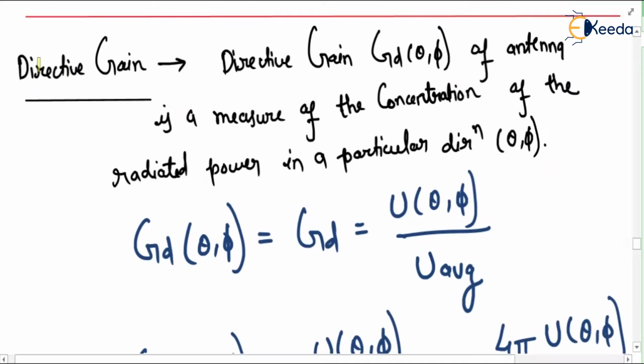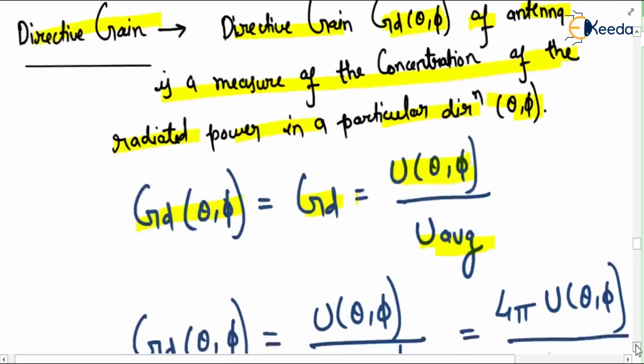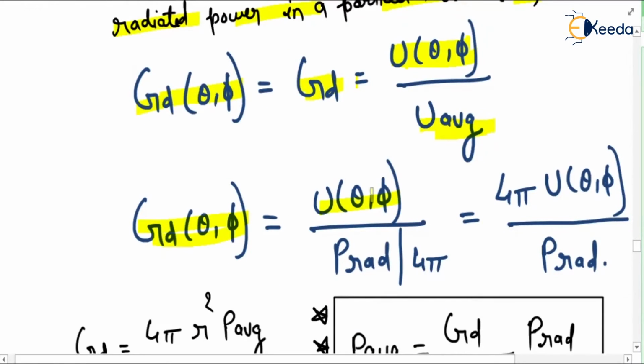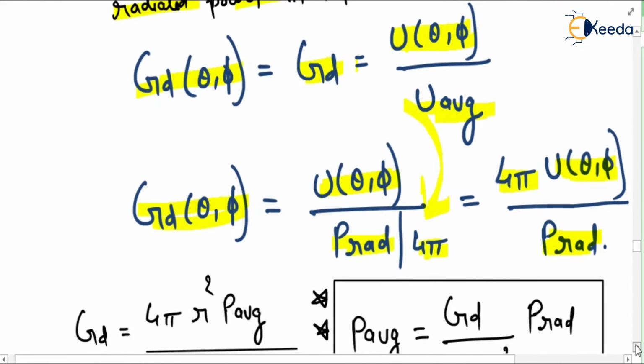Next definition is directive gain. Directive gain, represented by GD(theta, phi) of an antenna, is a measure of the concentration of the radiated power in a particular direction theta, phi. It is also represented by GD. The mathematical formula is U(theta, phi) divided by U average. U average is power radiated divided by 4 pi. So it is 4 pi into U(theta, phi) divided by P radiated.